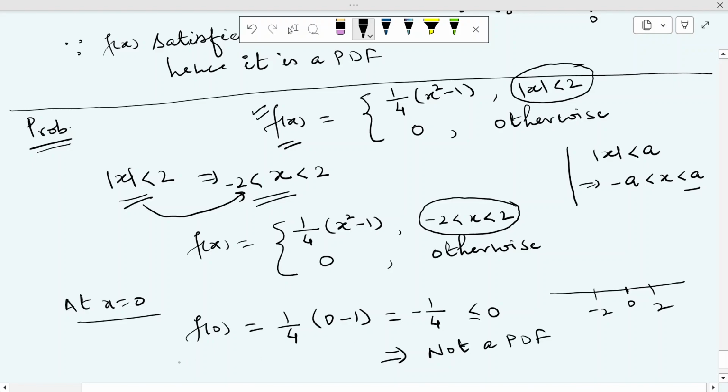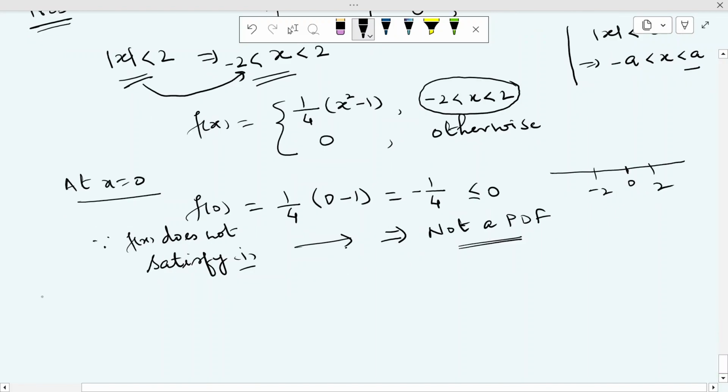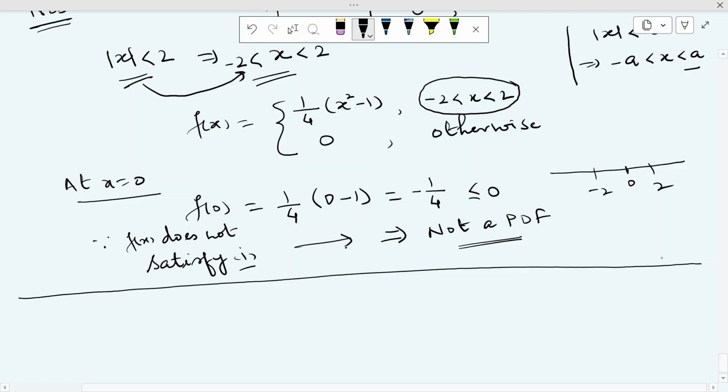Why? Because, you can say, since f(x) does not satisfy property 1, this implies that it is not a PDF. Okay, so this is a very simple problem based on the PDF, or you can say the probability density function.